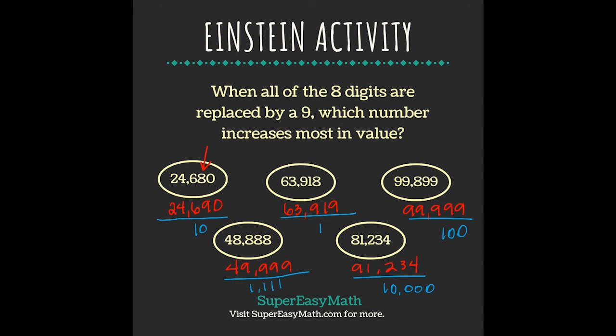So now I'm just looking for the difference, or the blue number now, that is the largest. And that would be this number down here, which lets us know that our 81,234 has the largest increase when we change the 8 value to a 9.